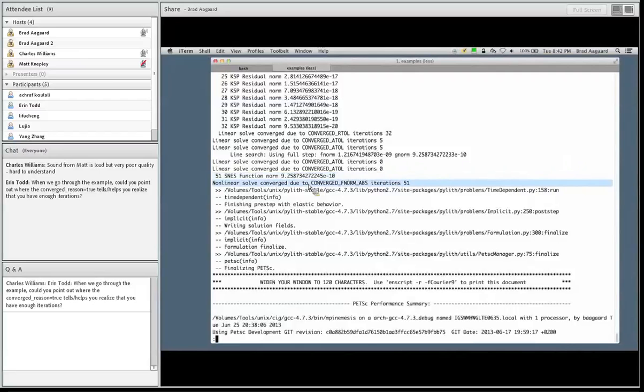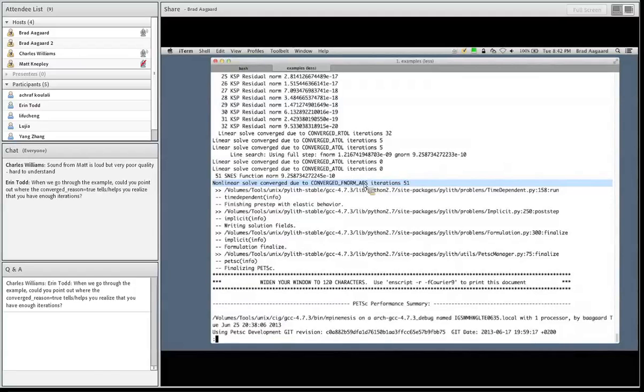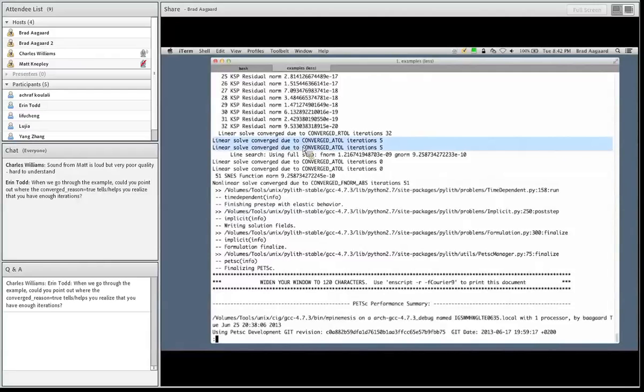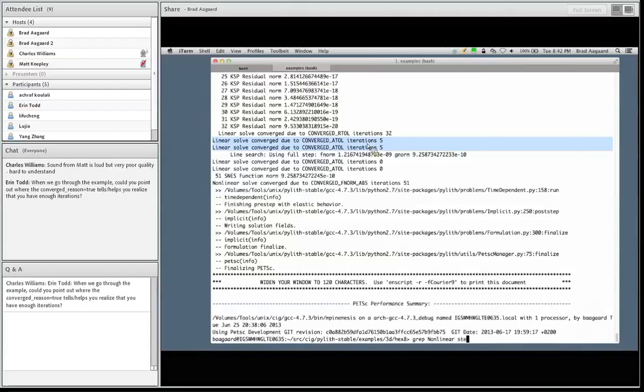Here it told us the nonlinear solve converged due to the F norm absolute. It was not a relative tolerance; it actually hit the absolute tolerance. And you'll notice those inner friction solves converged to absolute tolerance in 5 iterations. When you dump things to your log file, a great way to see if things converged is to do a grep for nonlinear on your log file.